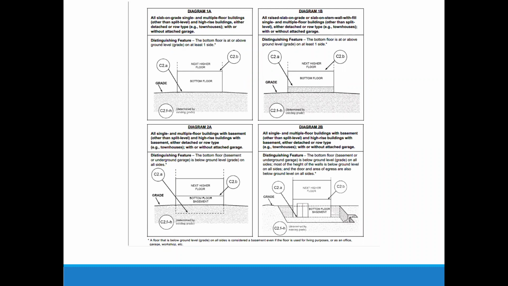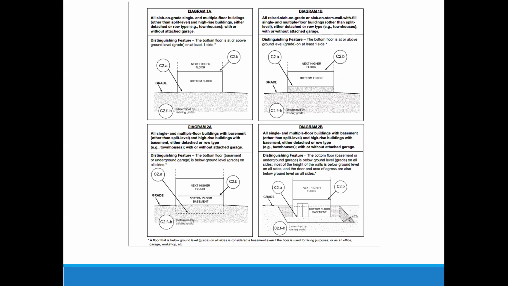So C2A, that's the top of the bottom floor. You can see where that is, and then C2B is the next higher floor, above that, and then C2F through H is going to depend on the actual site conditions. And then diagram 1B is a raised slab on grade. Here you have foundation stem walls coming out of the ground, and then you put fill inside of that like a concrete box, and then you pour a slab over top of that. C2A would be the top of that slab, C2B, again, the next higher floor. This is mostly for non-residential structures that we have this type of construction in Kansas.